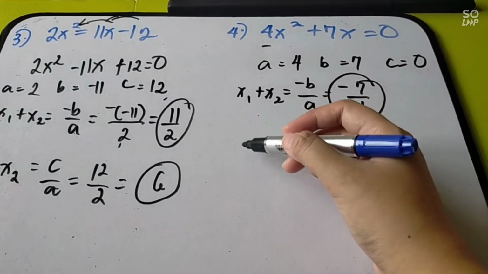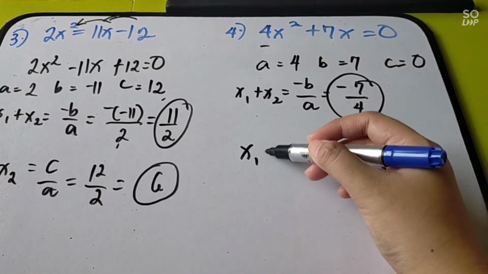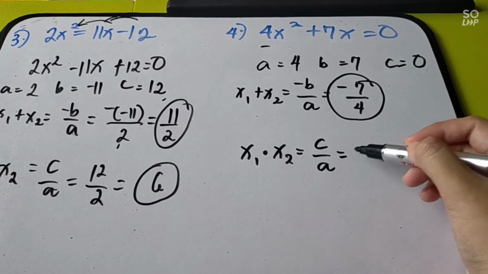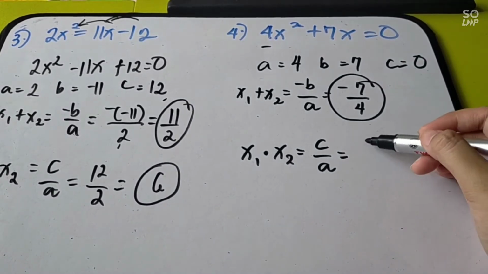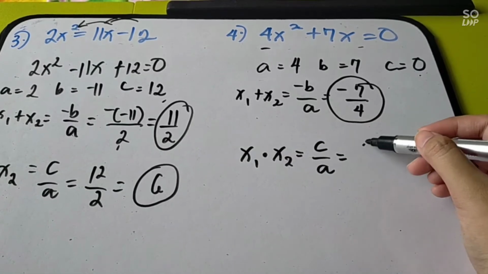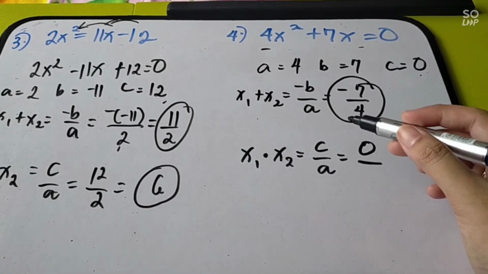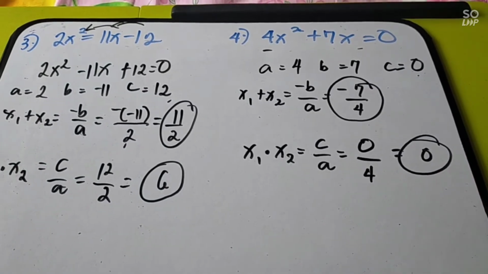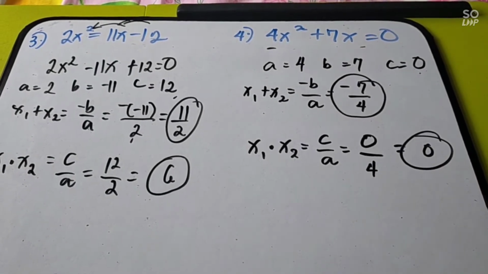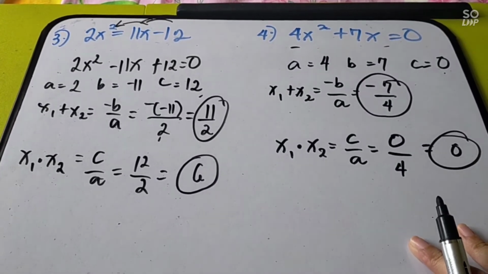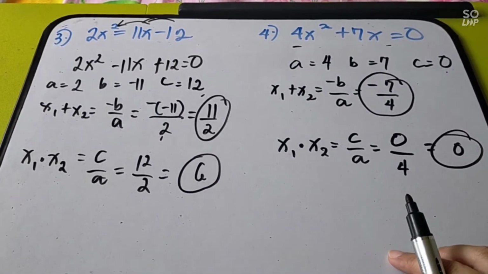We're done. Next, x sub 1 times x sub 2 is equal to c over a. For the product, ang c mo, we have 0. Bakit 0 is 0 mo? Kasi wala ka namang constant dyan, kaya 0 yan. So, you have 0 divided by your a, which is 4. 0 divided by 4, we have 0. So, that's the product. We have 0. Is it clear? So, that's how you find the sum and product of the roots of a quadratic equation.